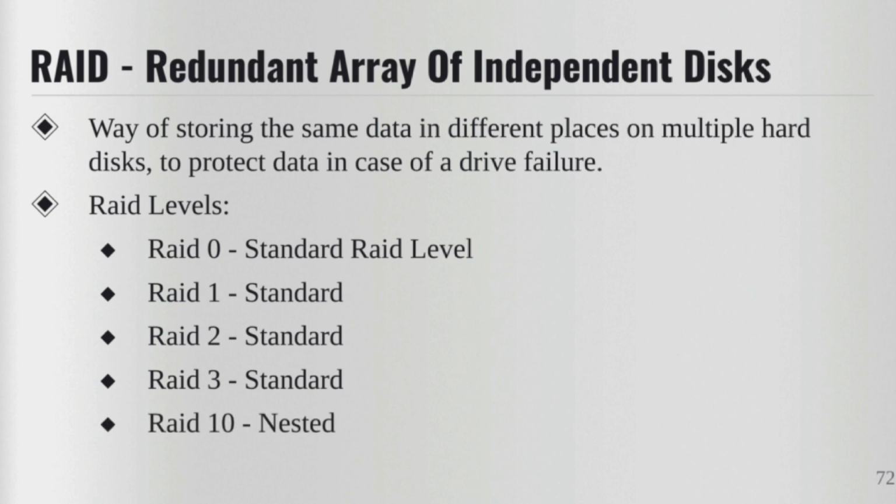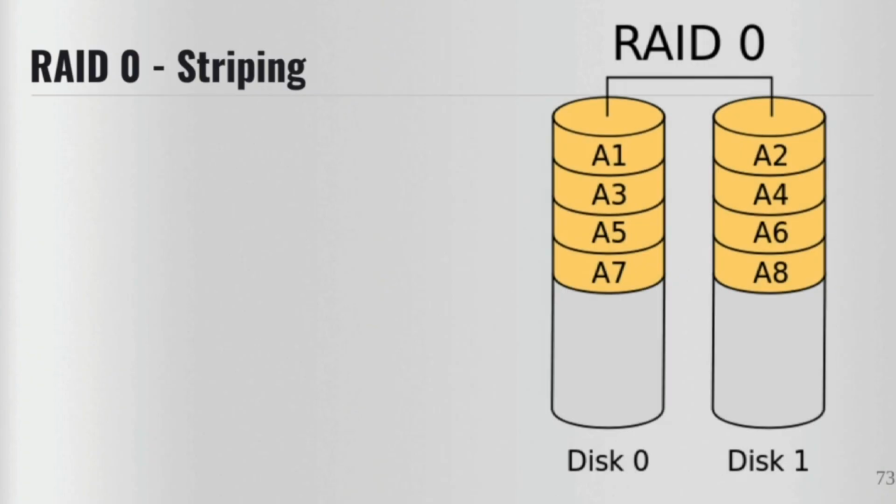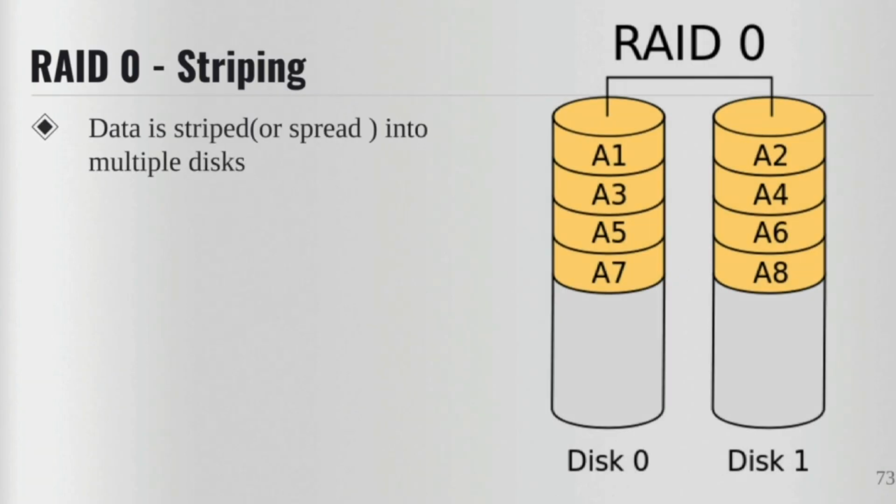Okay, so let's see what RAID 0 is. In RAID 0, the data is striped, or spread, across multiple disks. So let's say we have disk 0 and disk 1. This data, A1, A2, you can see that it's been spread. Rather than keeping A1, A2, A3, A4, up until A8 on the same disk, we're spreading the data into two disks. Okay, so how it helps is, this technique allows parallel reading and writing of the data. It also offers performance, but not fault tolerance.